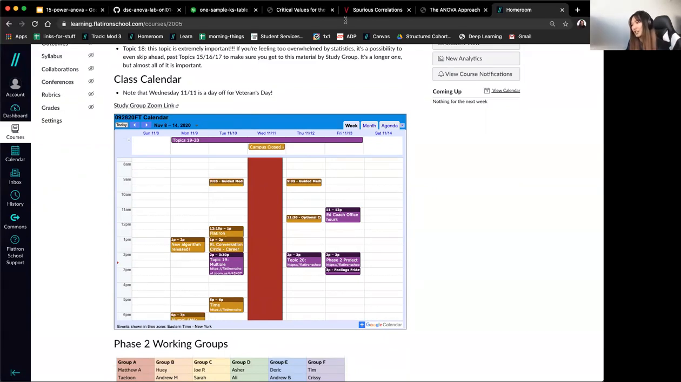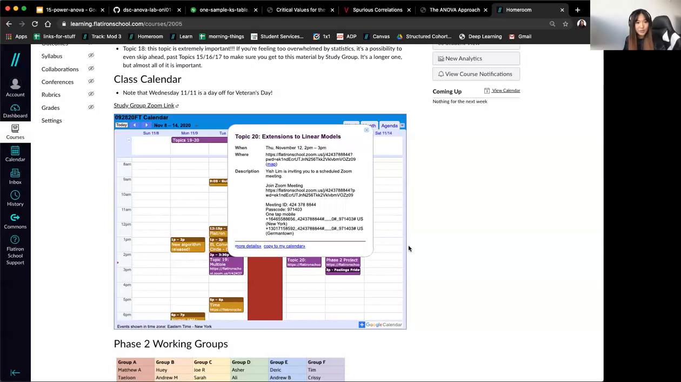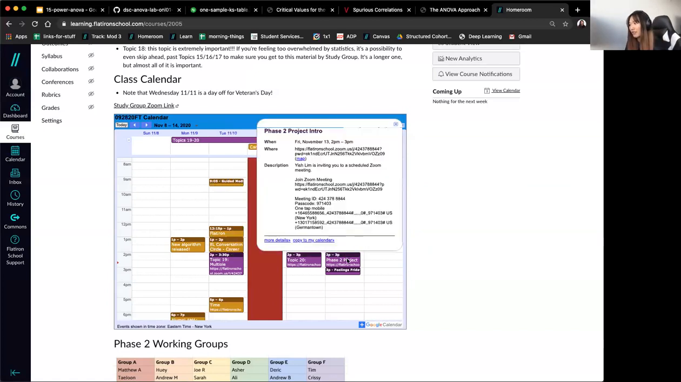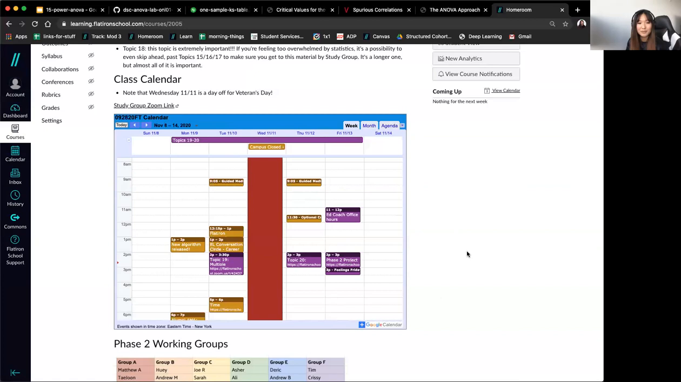And then topic 20 is extensions to linear regression, but all stuff that is optional for the project. If for some reason you got a really good head start on your project and just wanted to do a little bit more, you would do topic 20 stuff. And then I'll talk about the project on Friday. Having a little bit of space between each topic gives you time for all the new stuff to sink in.